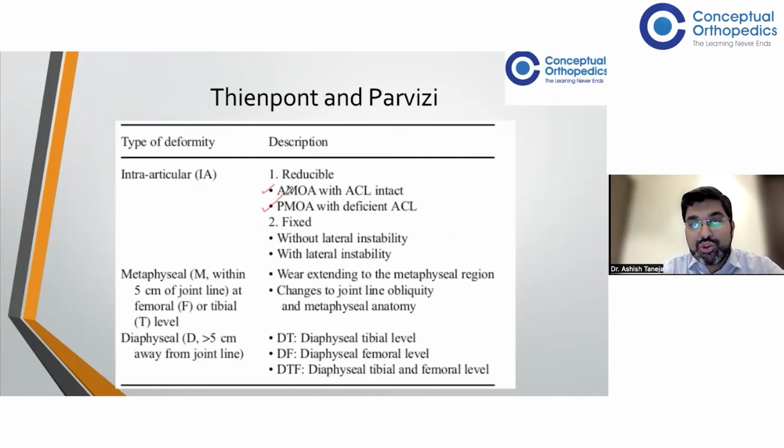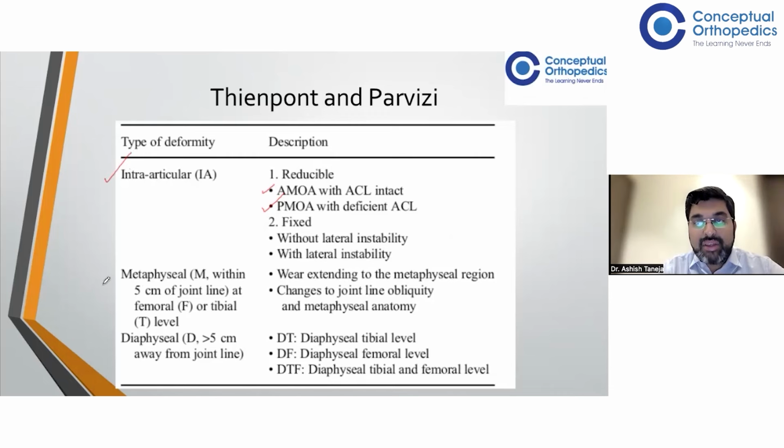These deformities usually are reducible. The medial compartment deformities are reducible. You can just do a valgus stress and the deformity corrects because the MCL is not tight. However, when the MCL becomes tight, it becomes a fixed deformity. It can be without lateral instability or with lateral instability. In the beginning, it is just the MCL tightness, but when the deformity progresses, the LCL becomes lax. That is when it becomes a lateral unstable knee as well. This is the intra-articular deformity.